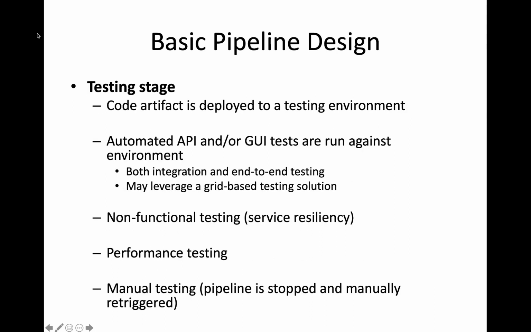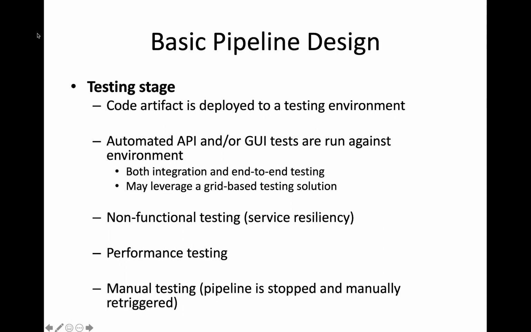Now, after the build stage, we have these output artifacts. Those output artifacts then are going to be deployed into some sort of testing environment in the next stage called the testing stage. And this is really the first time where we're going to take those output artifacts, that new code, and deploy it somewhere. This is a great opportunity for the pipeline to exercise the application deployment process.